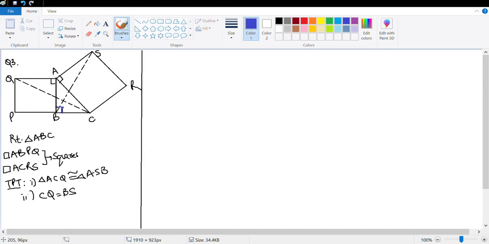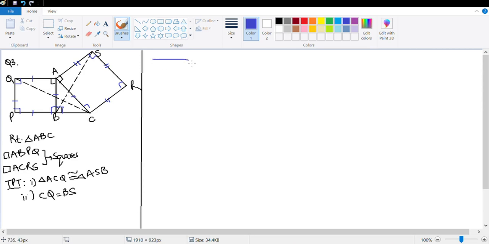ABPQ and ACRS are squares, which means this side, this side, this side, and this side are equal, and all these four sides are equal because these are squares. Similarly, all vertex angles are 90 degree. Right here also all vertex angles are 90 degree. Perfect. I have marked whatever I knew. We need to prove that ACQ and ASB are congruent.